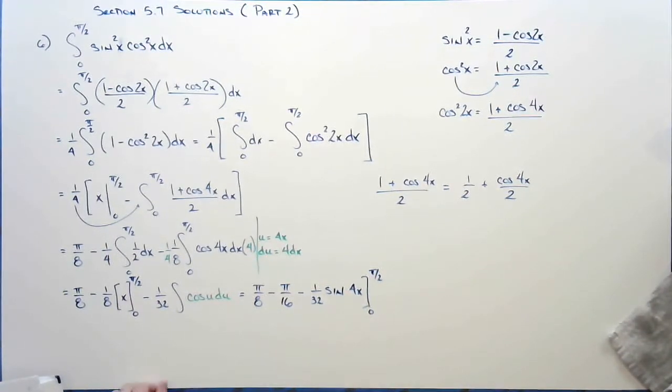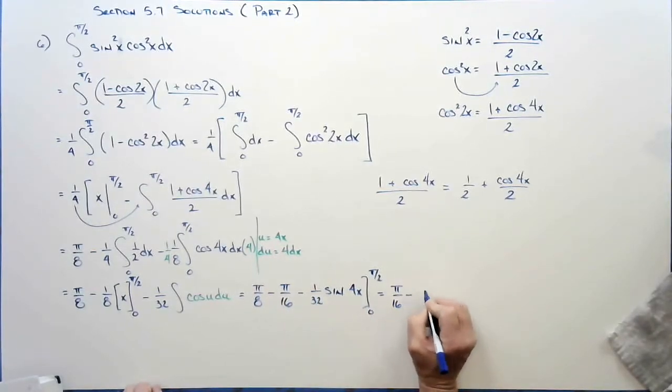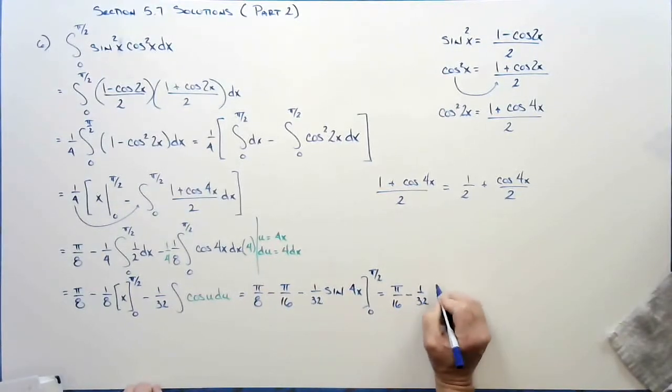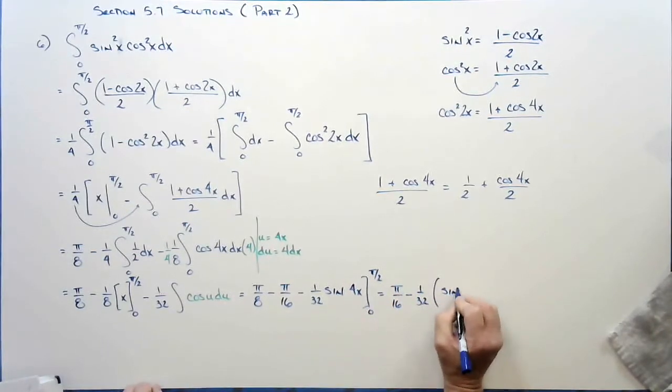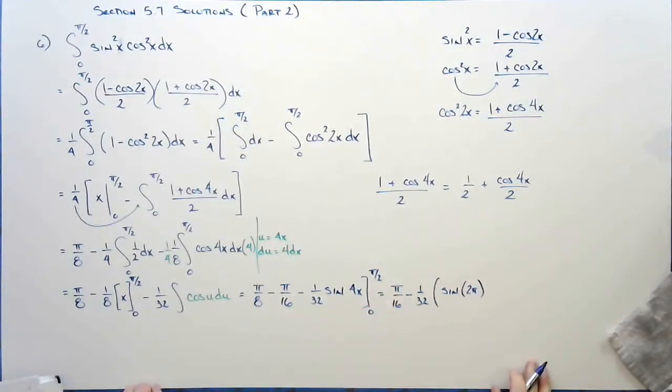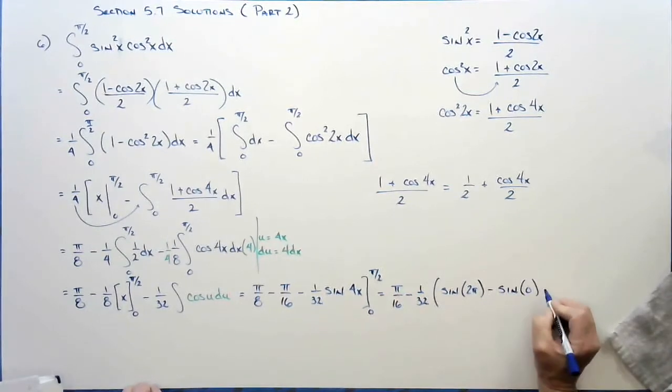Now, when we do our arithmetic here, right, we have pi over 8 minus pi over 16. That's going to be pi over 16 minus 1 over 32. We're going to plug pi over 2 in here, and that's going to be sine of 2 pi. That's 4 pi over 2, or 2 pi, minus sine of 0. And both of those are 0.